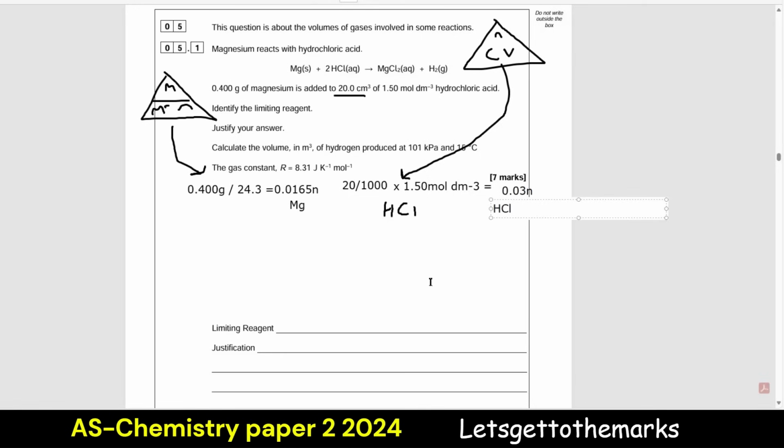So at first glance, we're going to look and we're going to go, hey, you've got 0.03 moles of HCl and you've got 0.0165 of magnesium. At first glance, it looks like I've made a mistake.